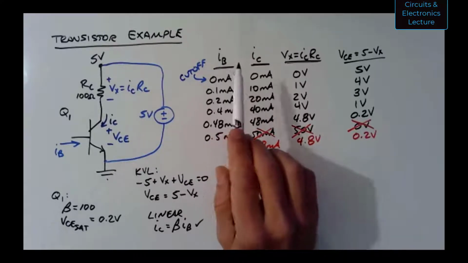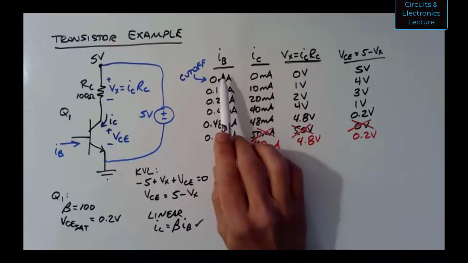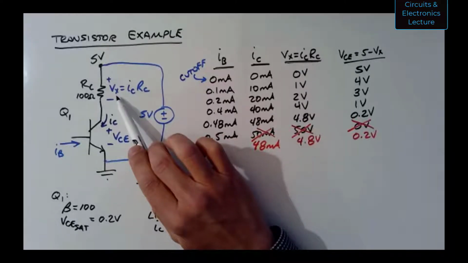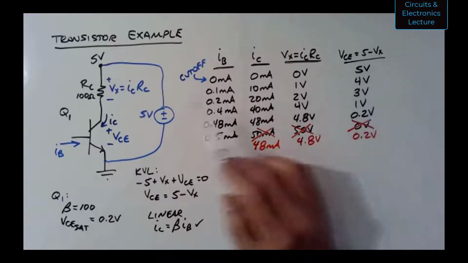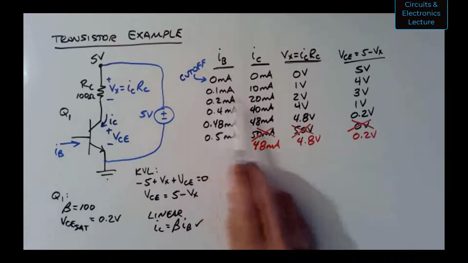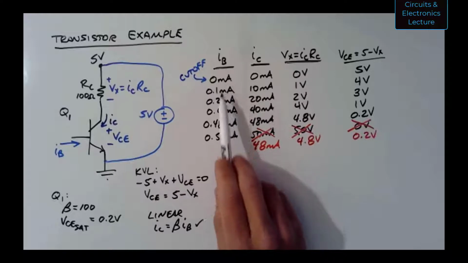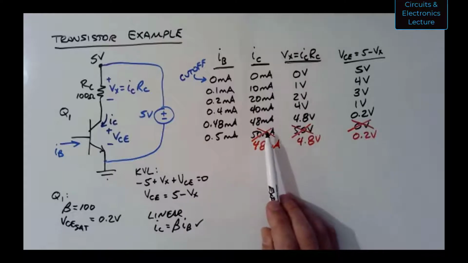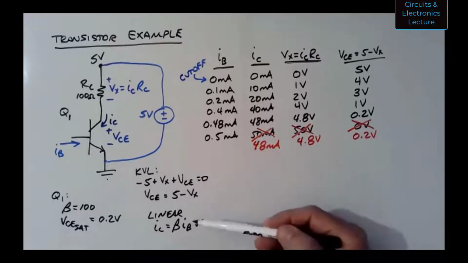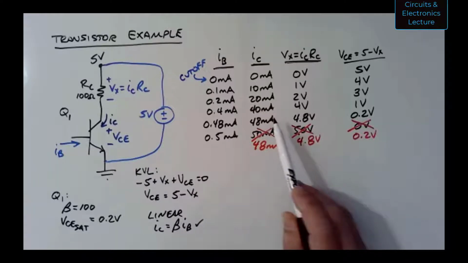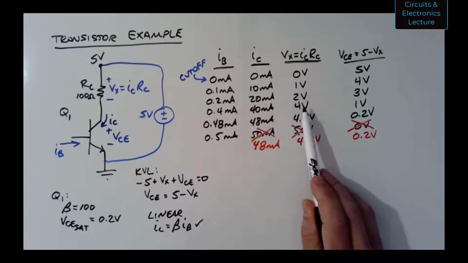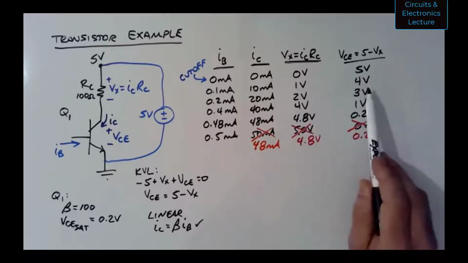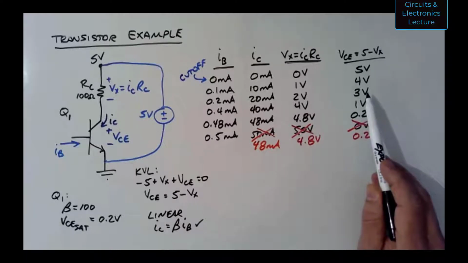And so what we did is we wanted to make a table of IB, IC, Vx, which is the voltage across the resistor, and then VCE, the collector to emitter voltage. And so we worked each one of these rows by applying an IB value, that was a given, calculating an IC value, a collector current, and assuming linearity. And then we had to check that assumption by calculating VCE. And in order to do that, we had to calculate Vx and then use a KVL equation in order to find VCE.